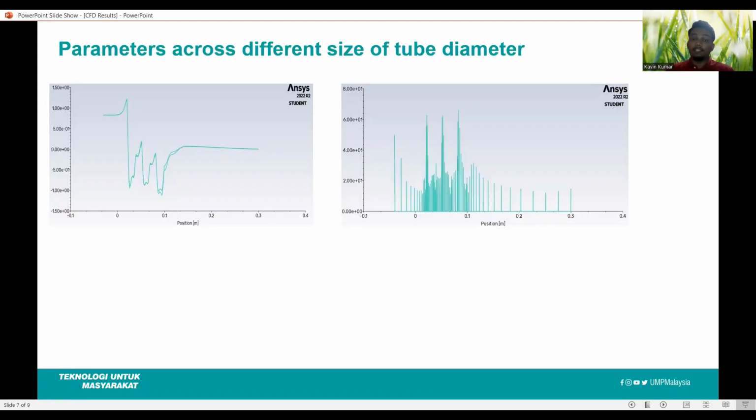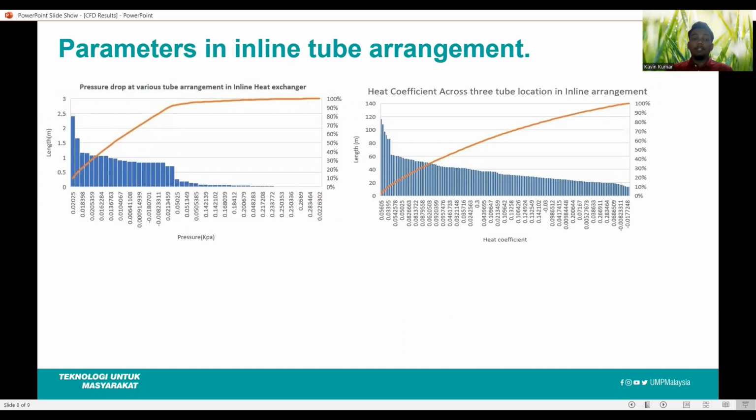After the graphs were plotted, the results were extracted to an Excel sheet in order to come up with a bar graph. The left side shows the pressure drop across the various tube arrangements in the inline heat exchanger, and the trend is that the pressure drop increases with length, from the inlet area to the outlet area. And the heat coefficient across the three tube locations in the inline arrangement shows that the heat flow is reducing, because as the flow goes from the inlet to the outlet, there are more obstacles the particles need to flow through, so the flow is reduced as well.